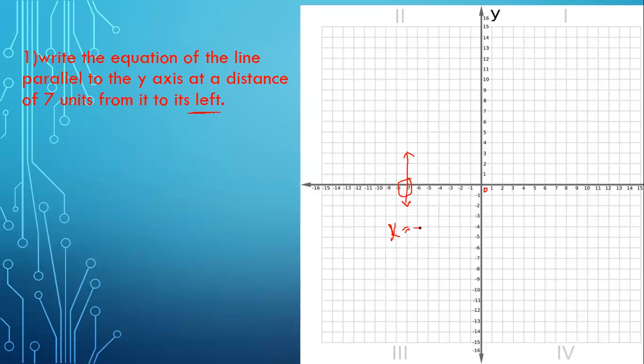x equal to -7. So if the line is parallel to the y-axis, the equation will be x is equal to the coordinate of the x-axis. From where the line is passing, you have to write that coordinate.